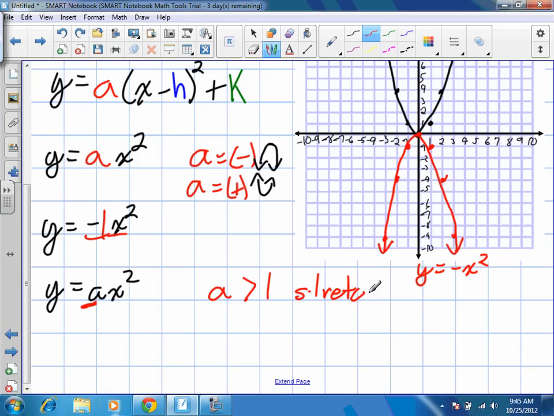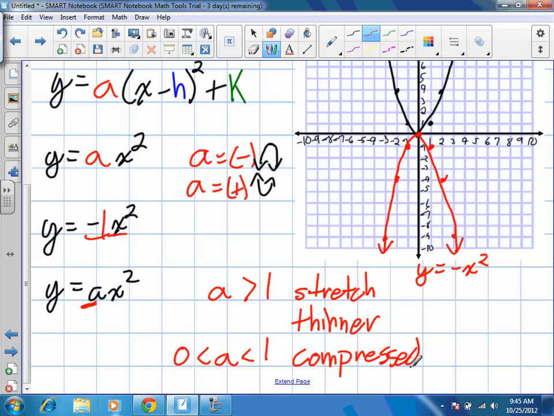And what I mean by that is sometimes they call it getting thinner. Think of it like you have an elastic band and you're pulling it up and down. And if A is less than 1 but greater than 0, in other words, we're usually thinking of fractions 1 over something, not all fractions are less than 1, but we're thinking of fractions that are less than 1 or decimals that are 0 point something. It gets compressed, is the mathematical term, and we could sometimes call it getting wider.